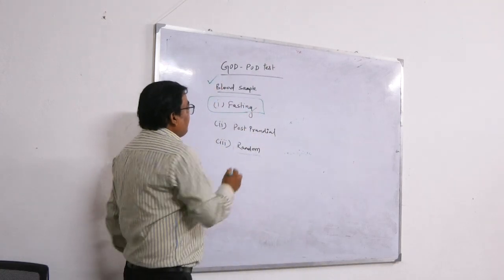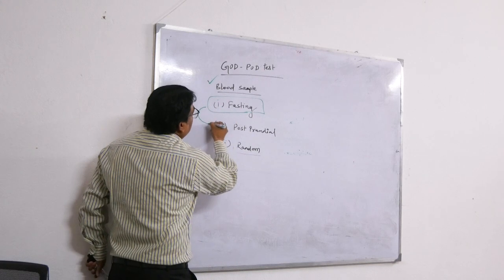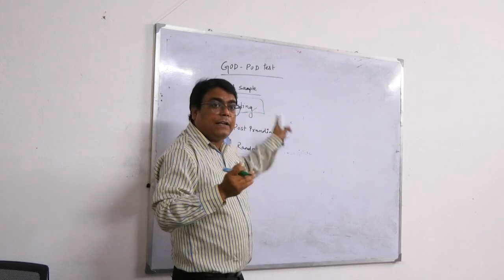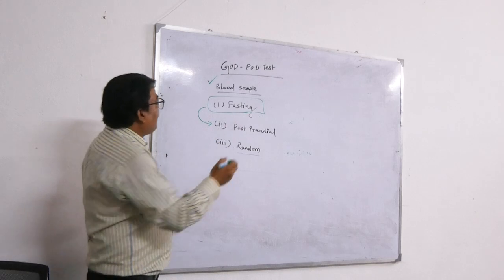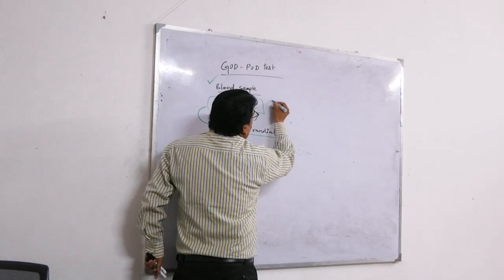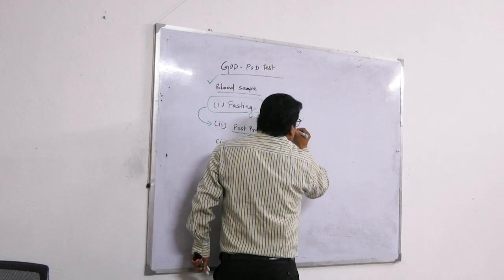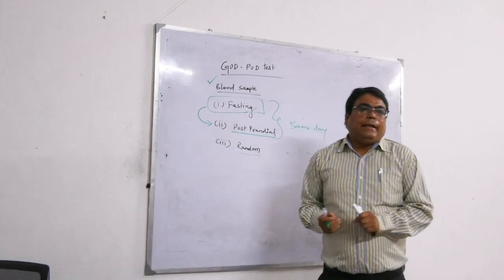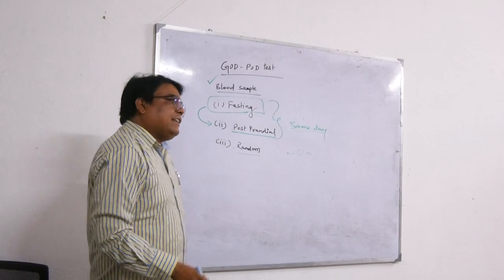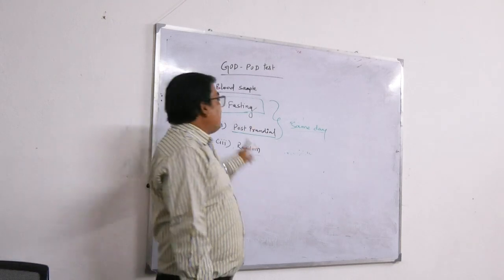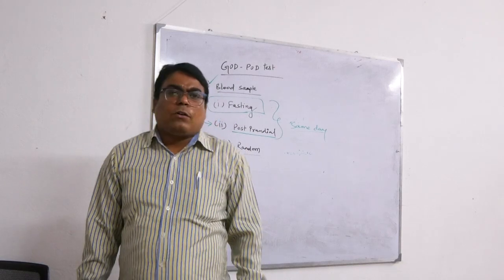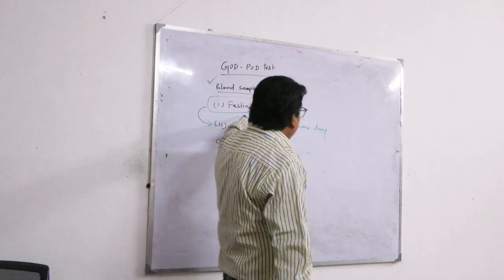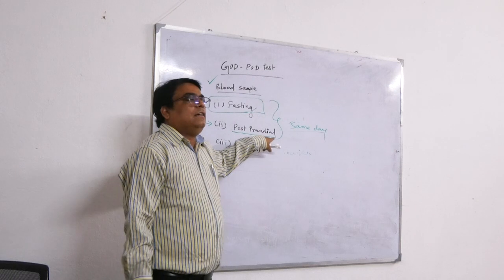For PP, you collect the blood sample after 2 hours, completing 2 hours after a meal. It is called postprandial. Both samples are collected on the same day. What is happening in the OPD nowadays? Patients give fasting on one day and postprandial on the next day. Is it right or wrong? It is totally wrong. The fasting sample and the postprandial sample must be collected on the same day.